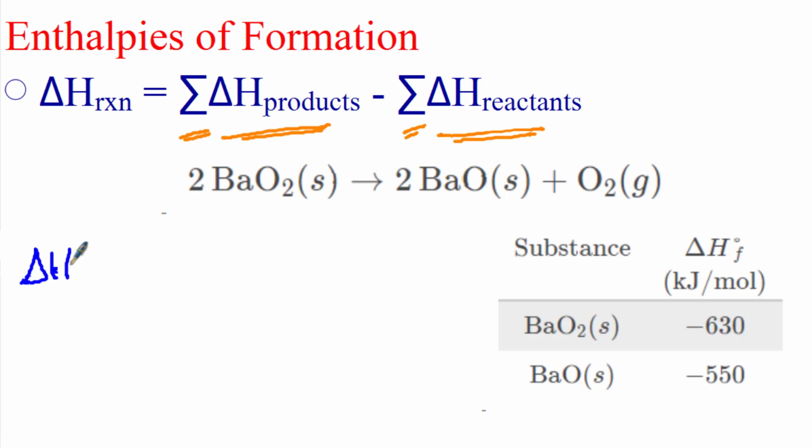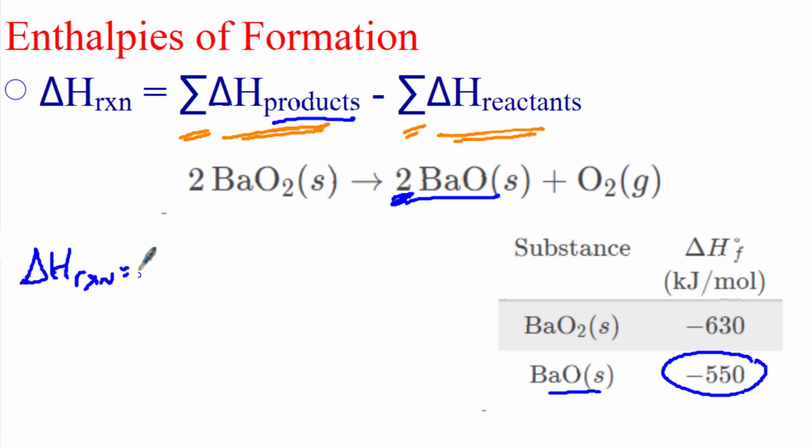Let's get a good example here. So again, we're taking a look at the enthalpy of a reaction, and first let's take a look at our products. We have two barium oxides, and how much enthalpy does it take to form one barium oxide is negative 550. So to form two of them, we're going to take 2 times negative 550 kilojoules per mole, okay? You can see how, because we have 2 moles of it, we have to double that.